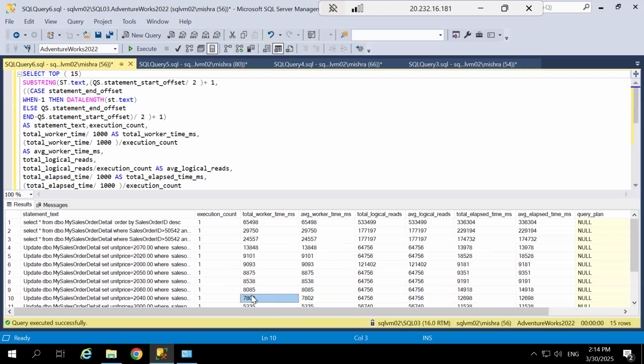Both are worker time only, right? Neeraj, here, total worker time and average worker time. Total elapsed time is on the sixth or seventh column. Where is that? Here, 12698. Almost it is 2 times. Yeah. Why is it 2 times?